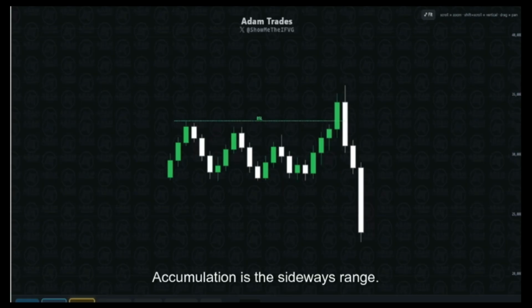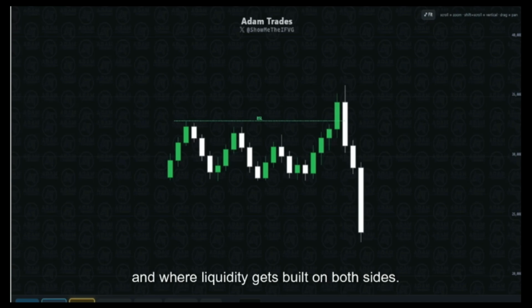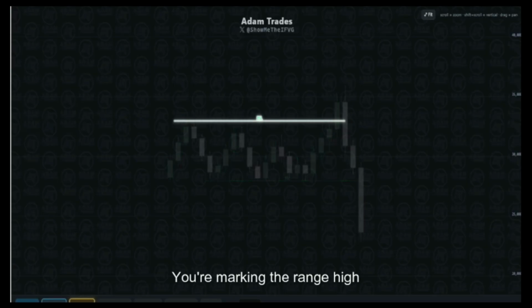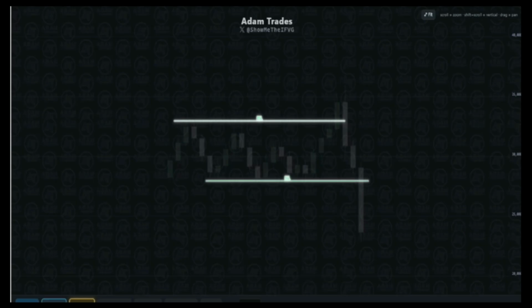Accumulation is the sideways range. It's where retail accounts get chopped up and where liquidity gets built on both sides. Smart money is positioning here quietly. For you, this is not a trade. This is the setup zone. You're marking the range high and the range low.